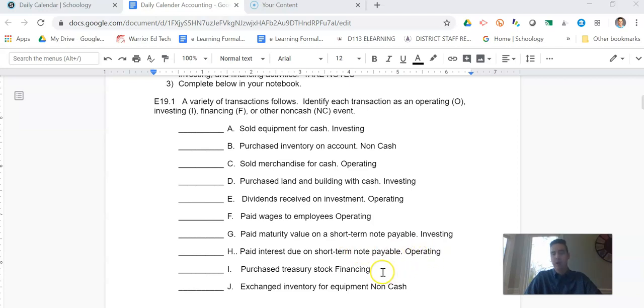Purchase treasury stock. We did that in Module 7. That is an equity piece. And so when we're dealing with owner's equity and long-term liabilities, those are financing functions on the statement of cash flows. And then the last one, we exchange inventory for equipment. That is a non-cash transaction. All right, so that's a quick recap.